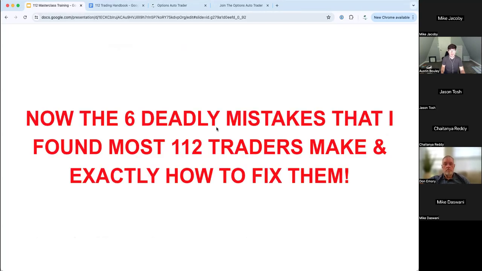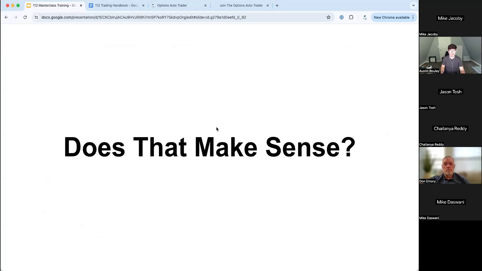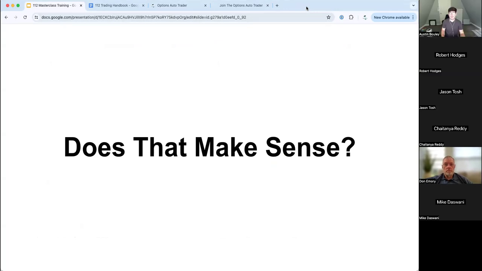All right, does that make sense? I'm pretty sure this makes sense, so I'm pretty sure I can continue, but I just want to clarify real fast before I do. And if this makes sense, let me know in the chat. Liam says, yes, sir. All right, sweet. This is all making sense, so I can get into the 6 biggest. Kenny says yes. Parker says yes. All right, awesome. So that is the basics of what a 1-1-2 is.